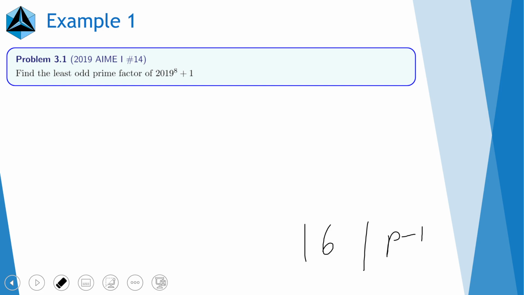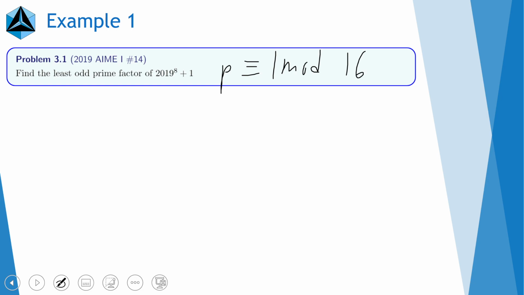We've actually gotten a lot of information now, because this tells us that p is congruent to 1 mod 16, and there's actually not that many primes of this form. Well, the first prime is 17, so we can try to evaluate 2019 to the 8th power plus 1 mod 17.